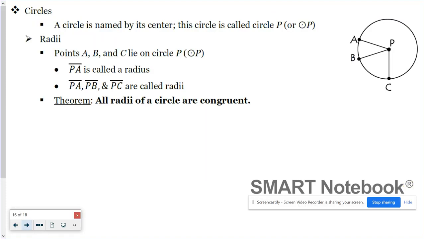So as you know, a circle is named by its center. So this circle over here, I could call it circle P like this. This is the notation that we use, okay? So in a proof, if you are given a circle, we're going to use this theorem that says that all radii of a circle are congruent. So in circle P, that means that PA, PB, and PC, those three segments would all be congruent to each other because all radii of a circle are congruent.